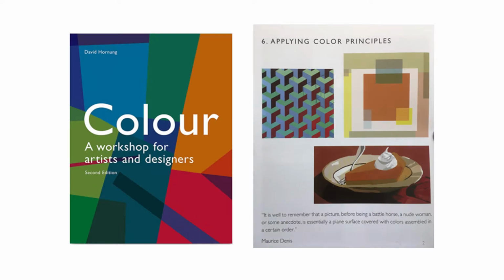Applying color principles. Now we are in chapter number 6 in our book, page 77. Now that you know what hue, value, and saturation means, we want to start making compositions applying these concepts. We are going to first create the illusion of space, depth, and then the illusion of transparency.